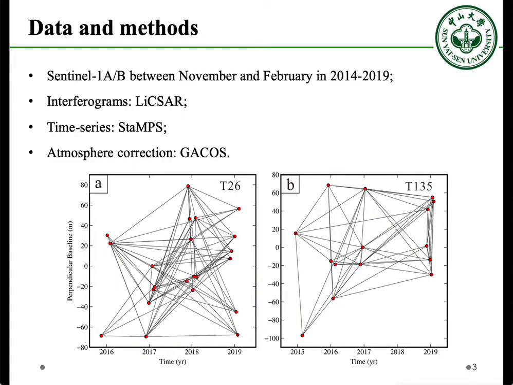We use the Sentinel-1 data to obtain the deformation field of the Xianshuihe fault. All the data was acquired between November and February in 2014 to 2019. Interferograms were generated using LiCSAR. The time series method we used was SBAS. We also reduced the atmospheric error using GACOS.